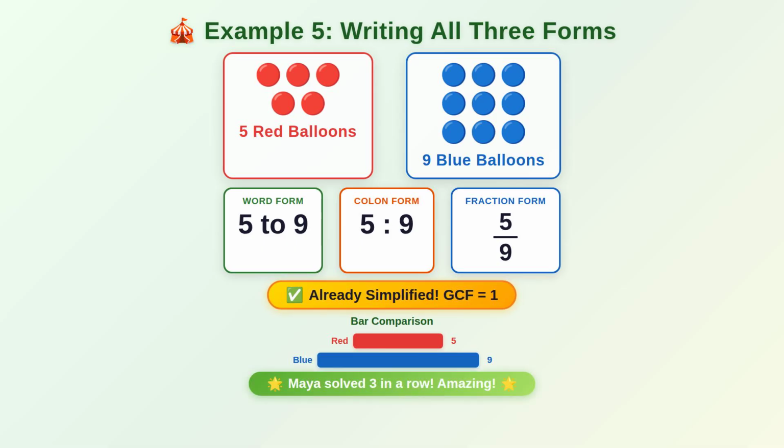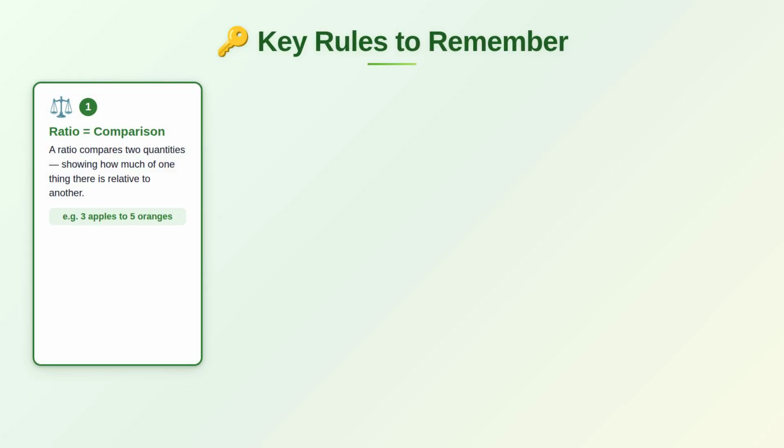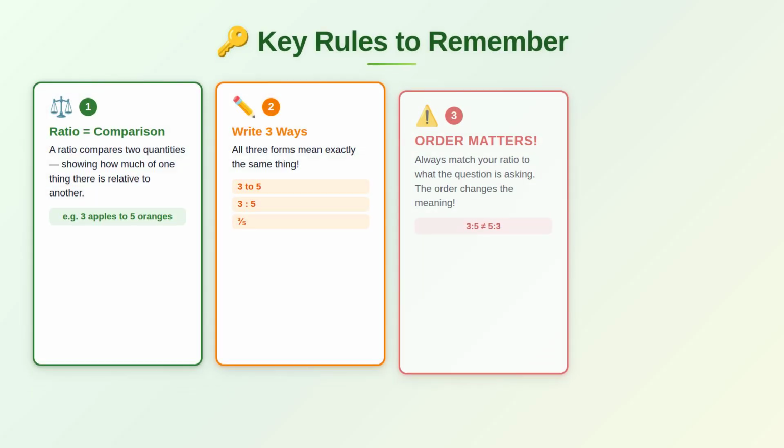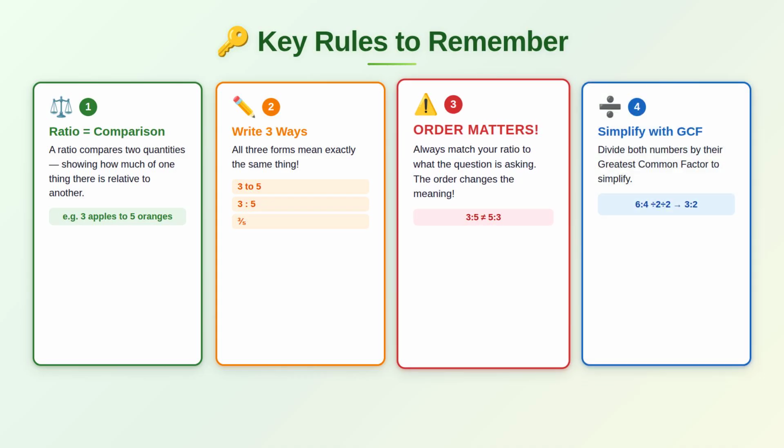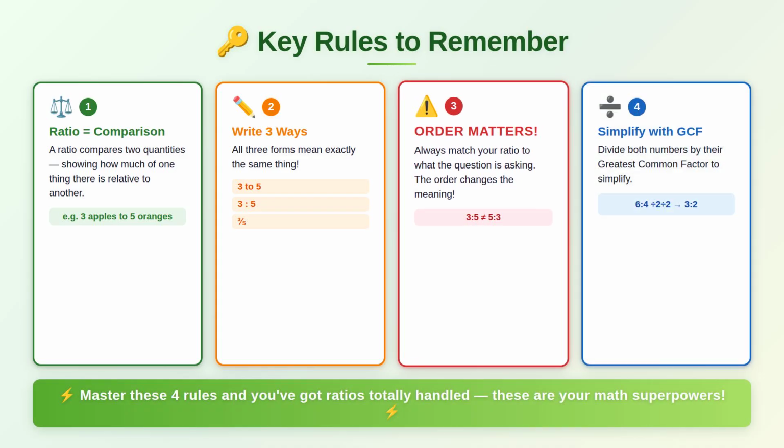Now can we simplify? The greatest common factor of 5 and 9 is just 1, so this ratio is already in its simplest form. 5 to 9 is our final answer. Look at Maya go. She just solved 3 in a row. Let's lock in the 4 big rules before we wrap up.